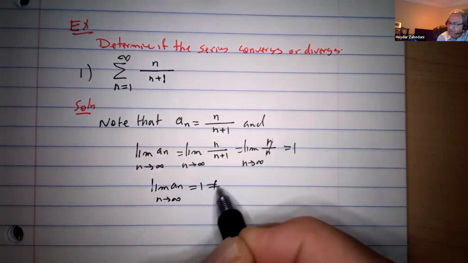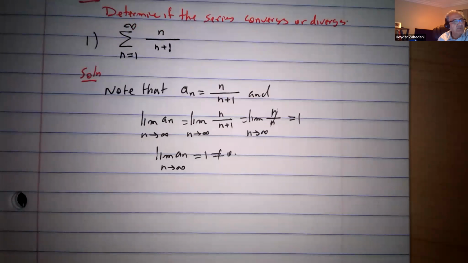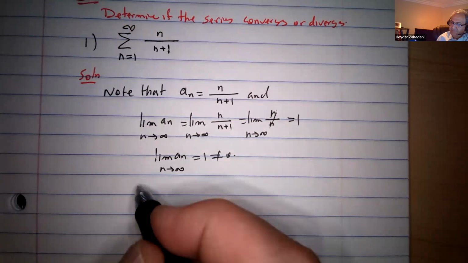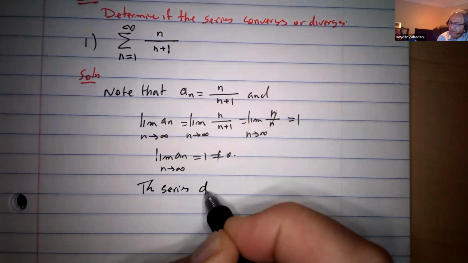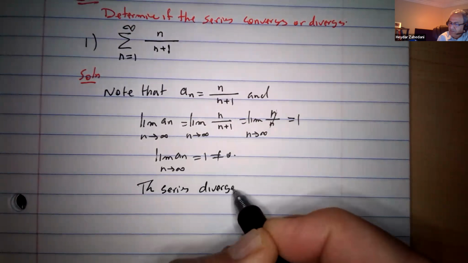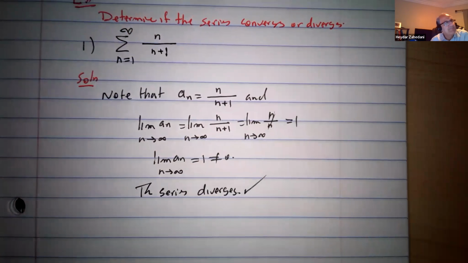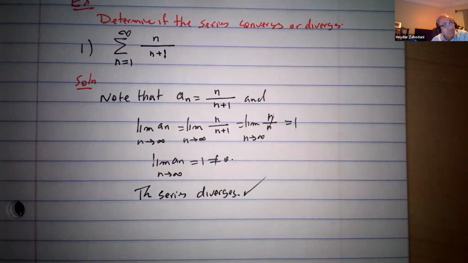1 is not equal to 0, so the series diverges. And you're done, because if it is convergent, we talked about it, the limit of a_n as n goes to infinity must be 0. It's not 0, so it's not convergent. You see, very nice test. We have various other tests that you can apply to this one in future, but this is the easiest one.